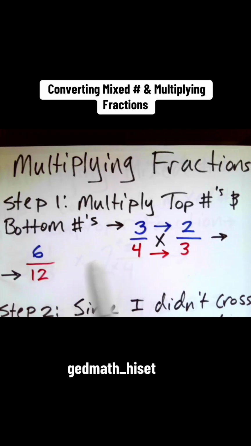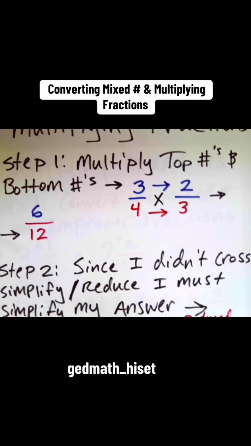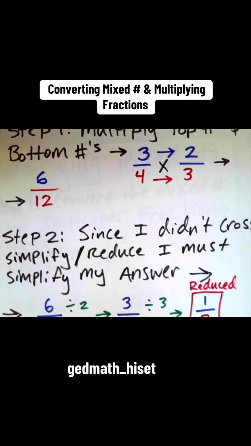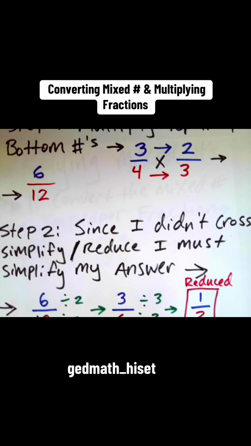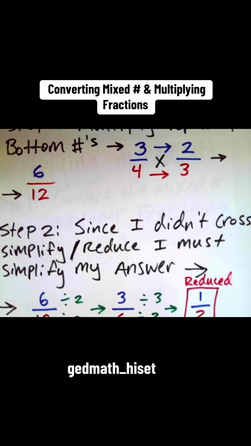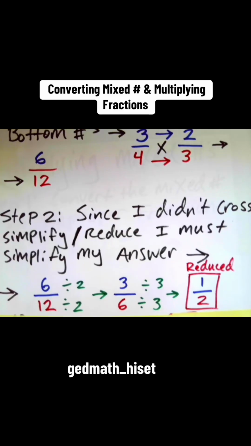So multiply top to top and bottom to bottom. So 3 times 2 is 6. 4 times 3 is 12. Now, I have to reduce my answers. I have to reduce my answers if it's absolutely possible. So since I didn't cross-simplify or cross-reduce, I must simplify my answer.